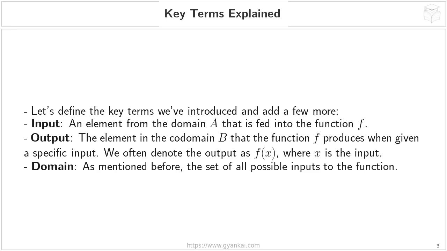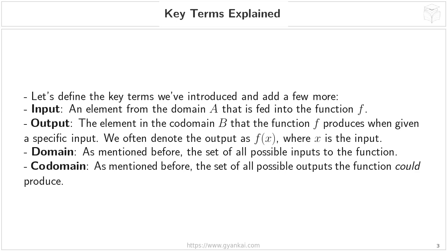Now, let's quickly revisit domain. As we've already established, the domain is the complete set of all possible inputs that the function can accept. It's everything you're allowed to put into the function. Similarly, the codomain is the complete set of all possible outputs that the function could potentially produce. It's important to remember that the function doesn't have to produce every element in the codomain, but all its outputs will definitely come from this set.